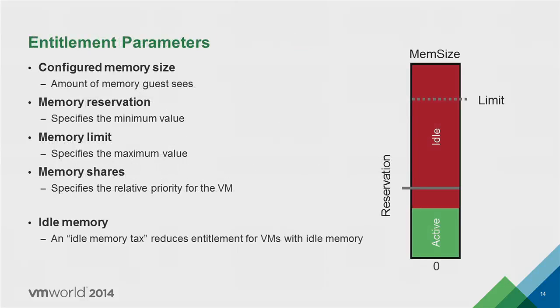So I was talking about various entitlement parameters that administrators can provide to guide ESX. One of them is clearly the configured memory size. Every VM has some memory size. In addition, on the right-hand side, I'm showing a VM with some active memory and idle memory. If you really want to ensure that this VM always gets its active memory, you may want to put the reservation above the active.